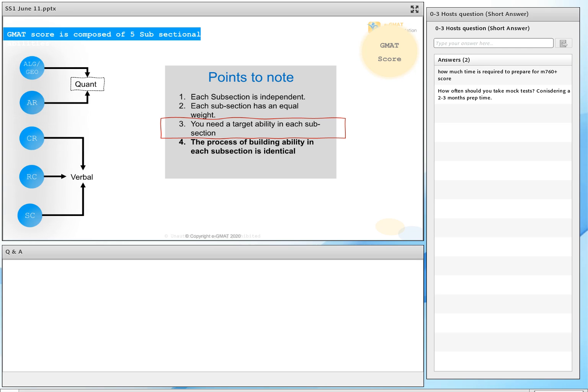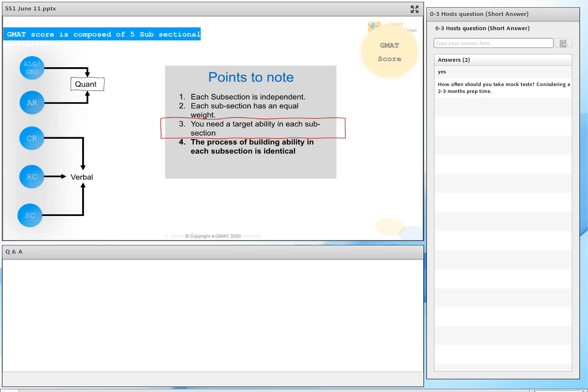How often should you take mock tests considering a 2 to 3 month prep time? Just in the last month, not before that. If you're taking mocks before that, you're doing more harm than good. You're wasting time. You're going to move away from your prep multiple times.